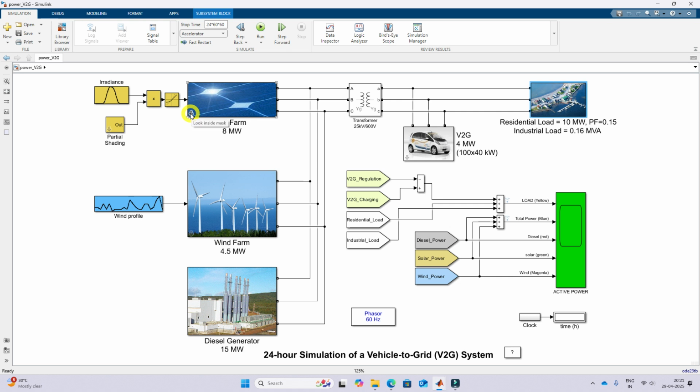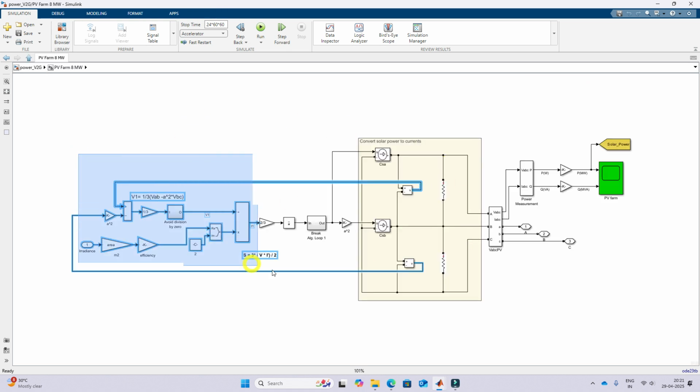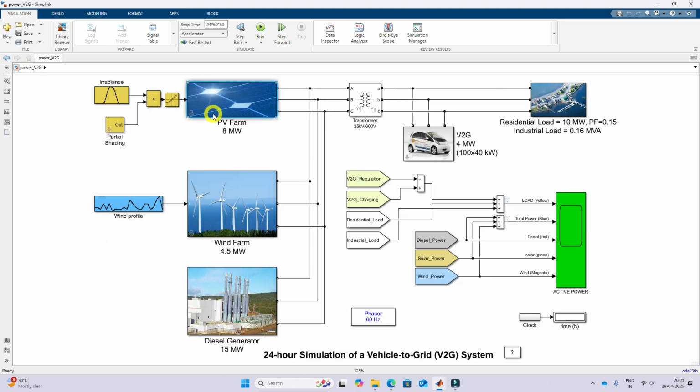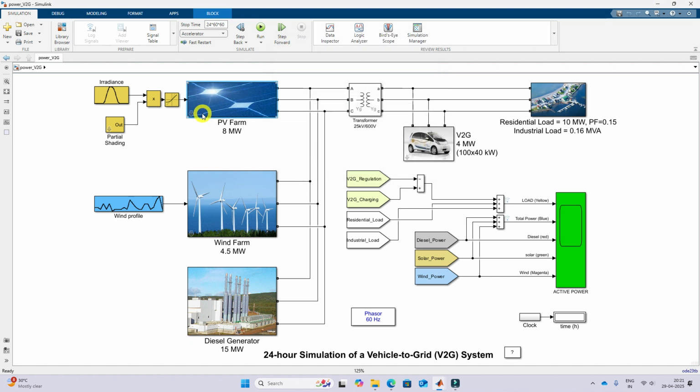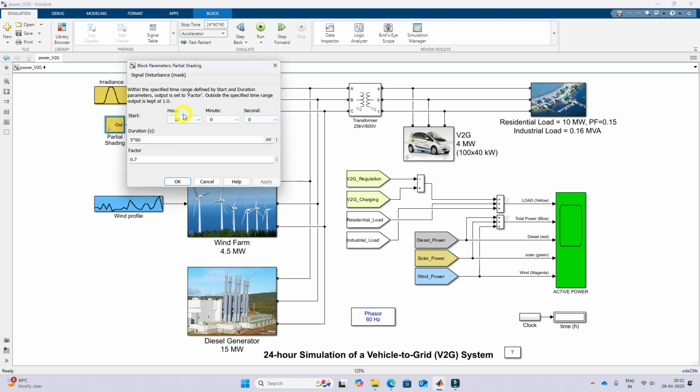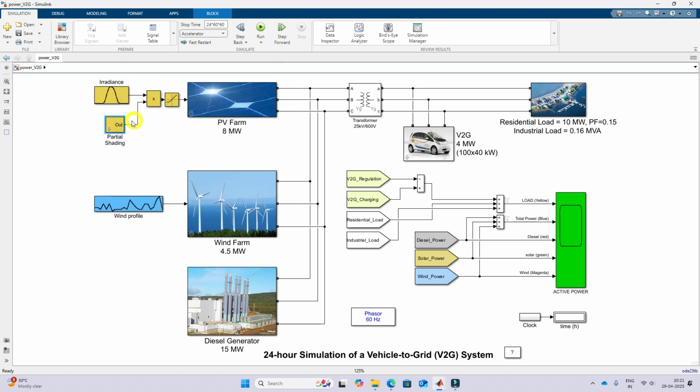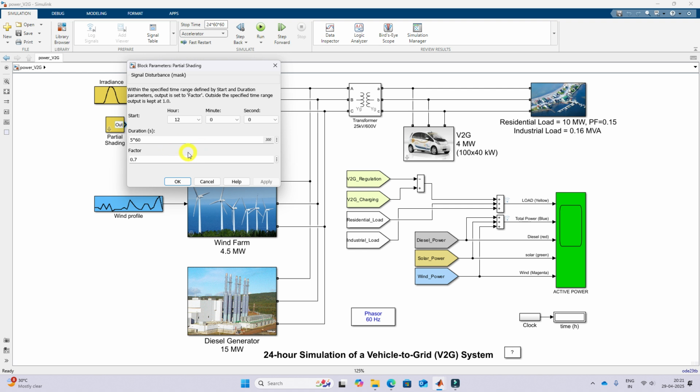And here I am going inside. This is the equation for the PV array. We are taking the irradiation, and here we are mentioning the area. The input is the efficiency of the PV array, and the area is 8 into 10 power 4 meter square. And here we are feeding the irradiation. This is for a partial shading condition, so you can enable partial shading also.